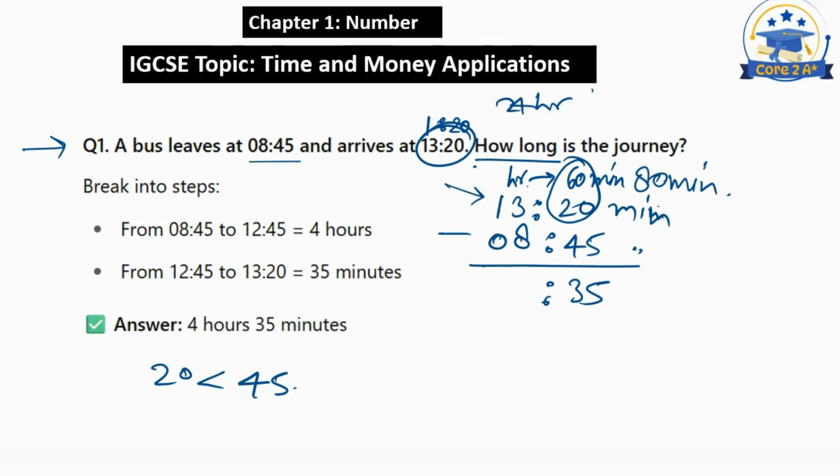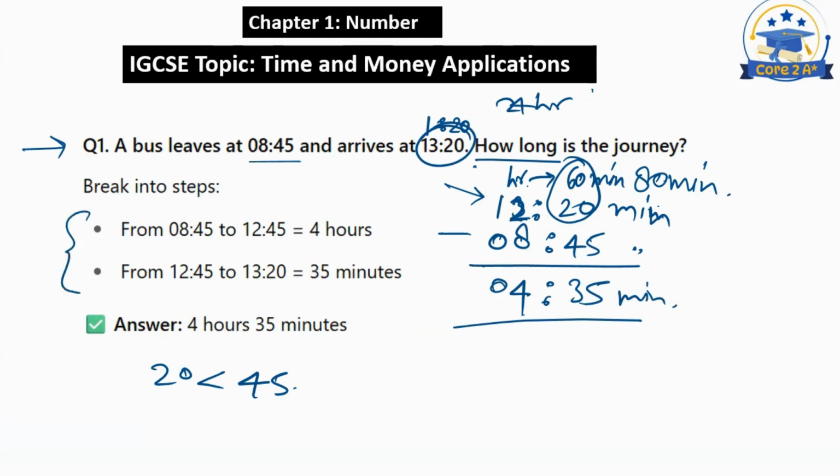Now what about the hours? Now it is 12 hours, because 1 is already given to the minutes, right? So we have to subtract 1 from the hours value. So now this is 12 hours. 12 minus 8 is 4. So how long is the journey? 4 hours and 35 minutes, right?